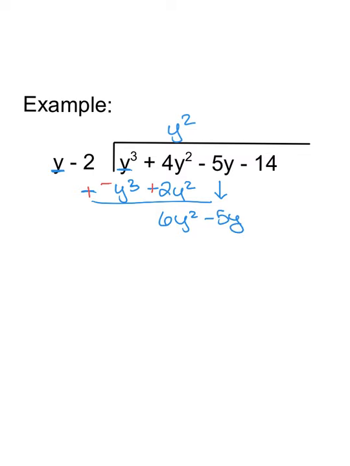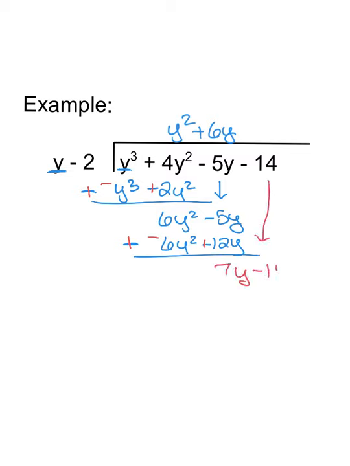Again, I focus on the first terms, so y times what gives me 6y squared? 6y. Multiply, 6y squared minus 12y. We're going to subtract. Again, I like to keep change. So 6y squared minus 6y squared is 0. Negative 5 plus 12 is 7. Carry down the next term.